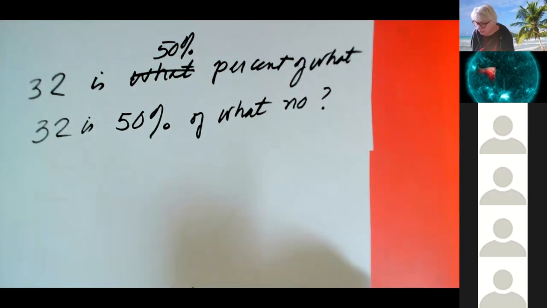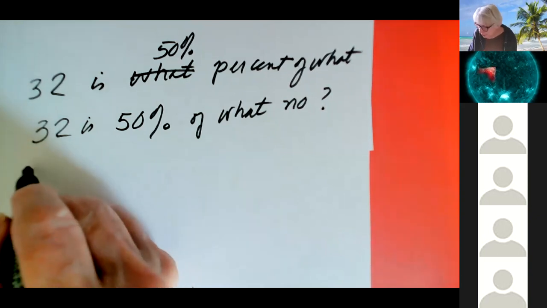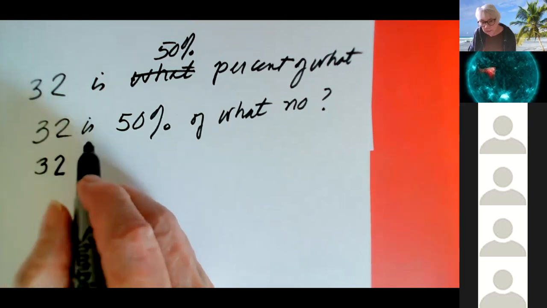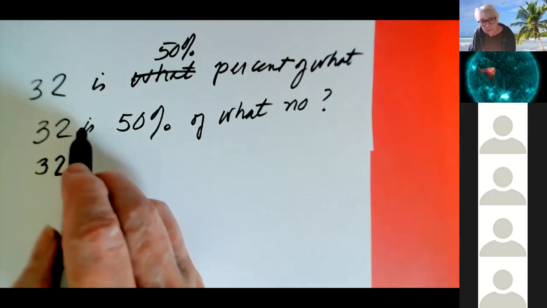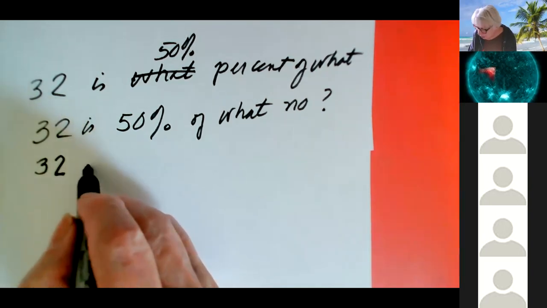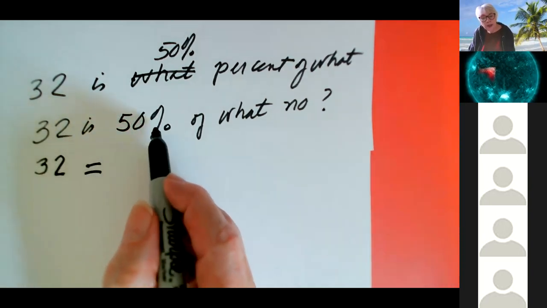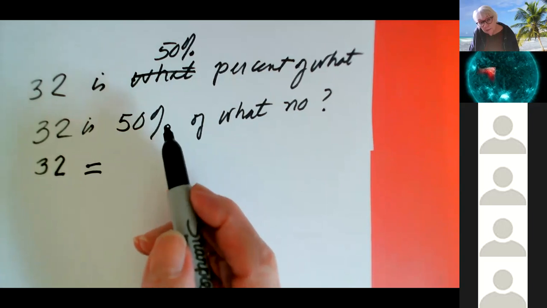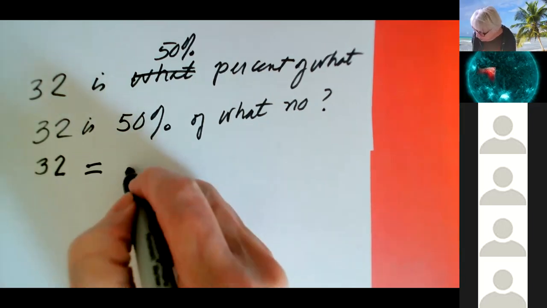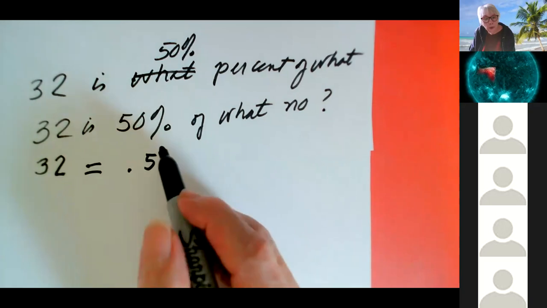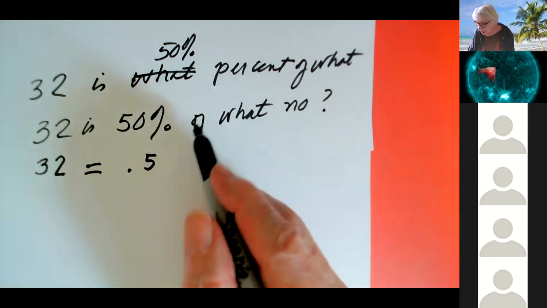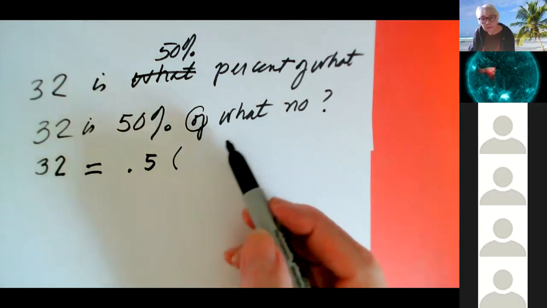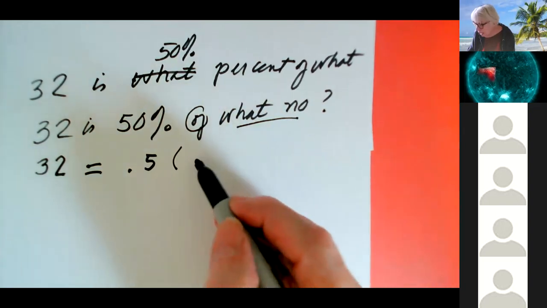I would translate first, like the words. Yeah. Okay, let's try the translation. So it's 32 is, equal. Yeah. 50%, we need to make it something. I'm going to just make it a decimal. So 0.5, or 0.50, right? Of means multiply. And then X, or N, whatever you like.